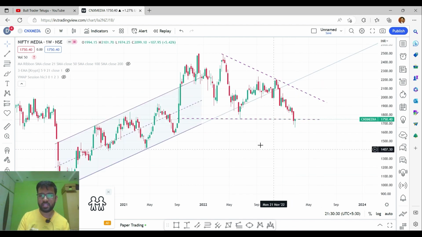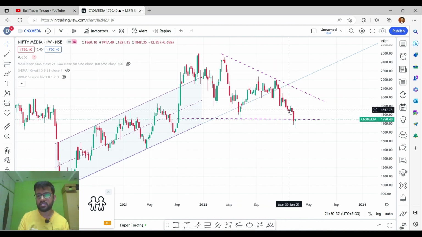And coming to the Nifty media, as of now it is trading in a descending triangle pattern, and the market tried to close below this support line in the previous week, and in the last week it has formed a hammer pattern. So most probably the market can go up once again from this level to this 2026 level in the Nifty media.